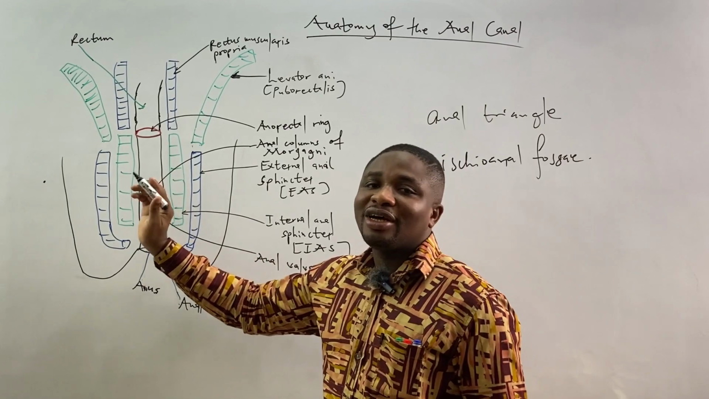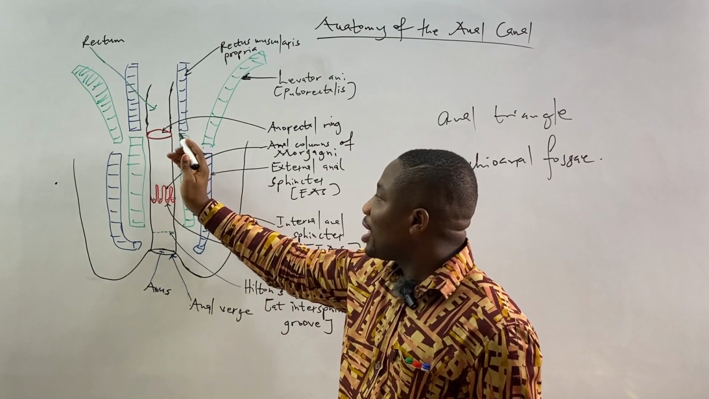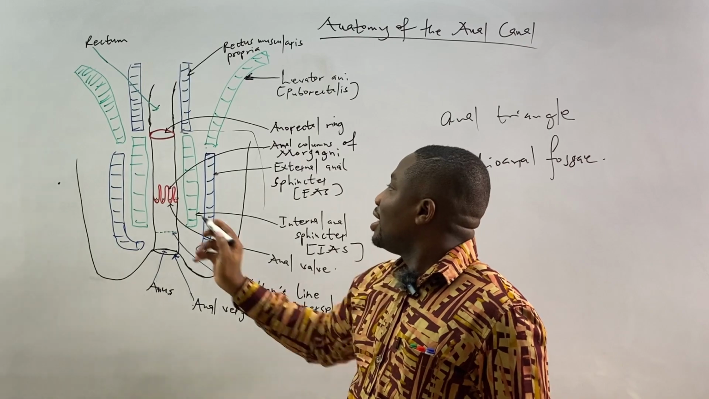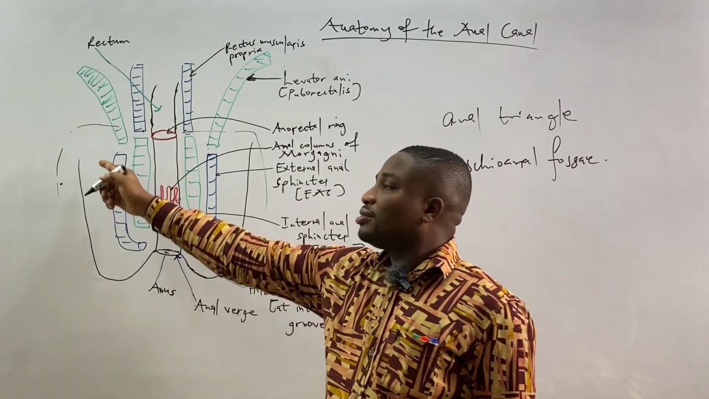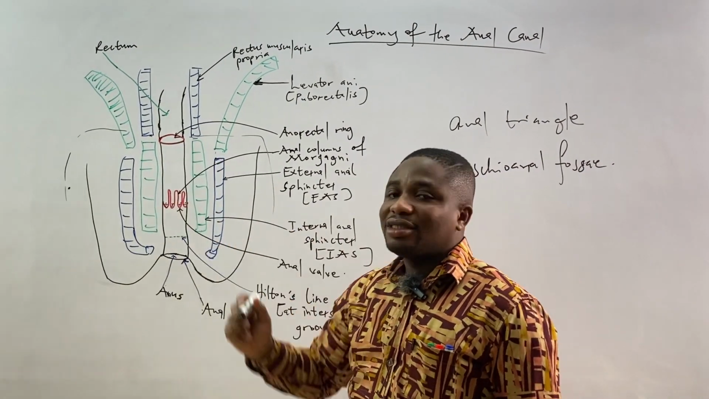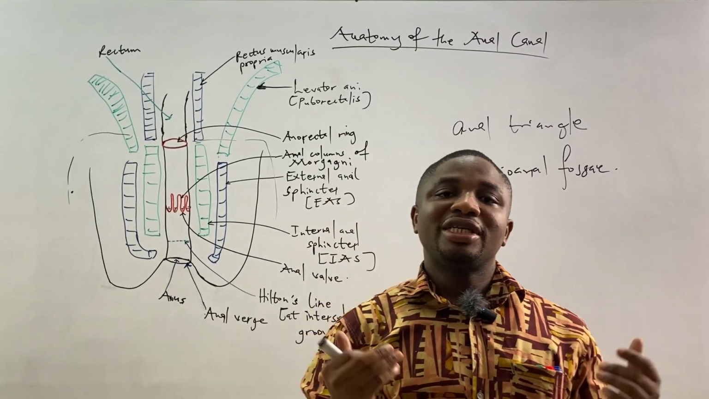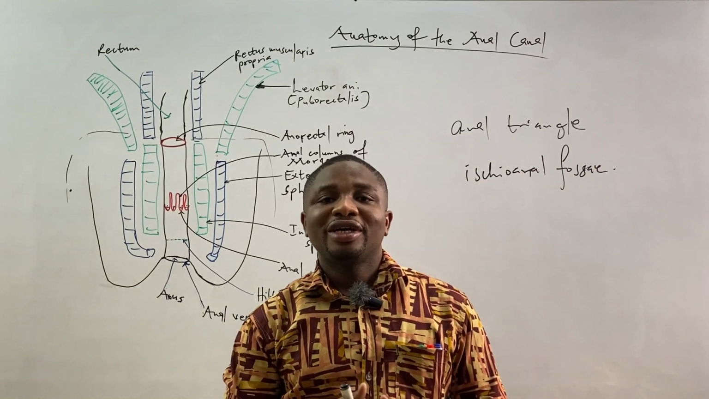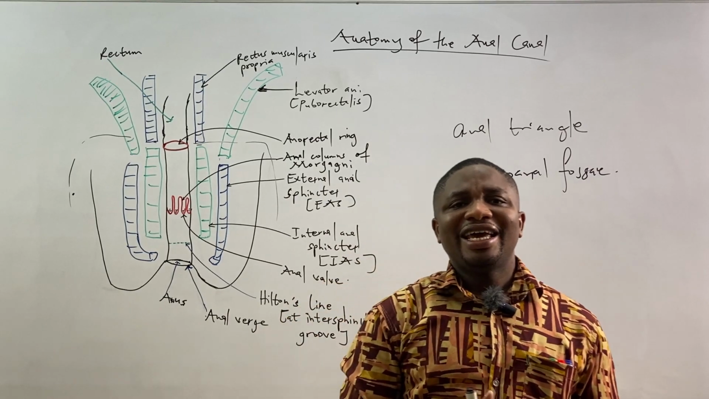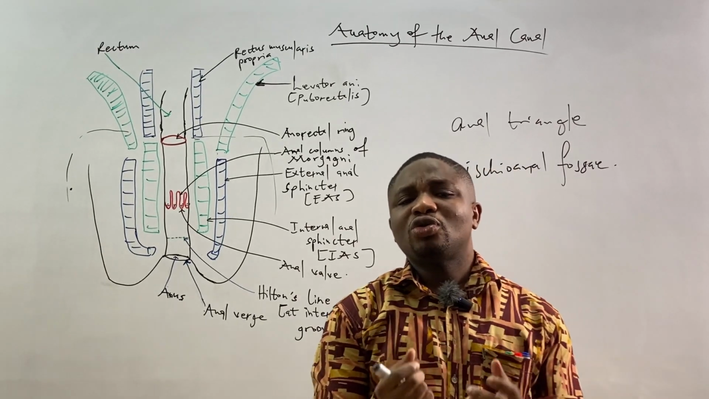Now look at the ischio-anal fossae. This, from all the way down here, is the ischio-anal fossa. So this becomes the left ischio-anal fossa, and this becomes the right ischio-anal fossa. So we are saying that the anal canal is located within the anal triangle of the perineum between the right and left ischio-anal fossae.